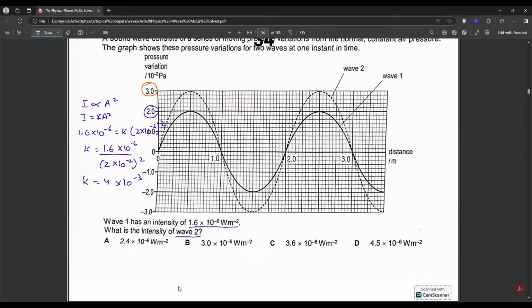Can I calculate the intensity? Yes, surely I can do that. Intensity is equal to K a squared. K is 4 times 10 raised to the power of minus 3. The amplitude is 3 times 10 raised to the power of minus 2, whole squared. Can we calculate this answer? Yes. This comes out to be what? 3.6 times 10 raised to the power of minus 6. Any answers like that? C is your answer. Perfect. Let's further move ahead.